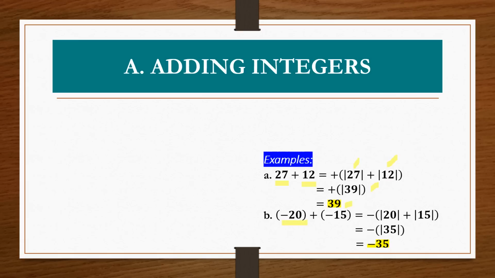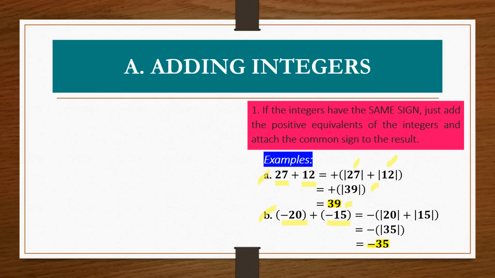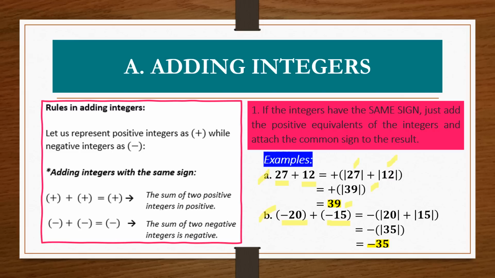With that, what did you observe when we are adding integers with the same signs? For example, A, they are both positive. For letter B, they are both negative. So if the integers have the same sign, just add the positive equivalents of the integers and attach the common sign to the result. That is our rule when adding integers with the same sign.